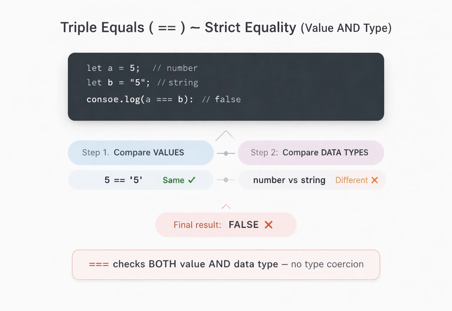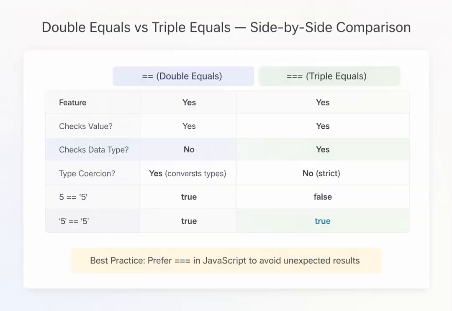This is why triple equals is generally recommended in modern JavaScript. It avoids unexpected behavior caused by type coercion. Double equals can give you surprising results if you're not careful about your data types. Let's put the two side by side to make this crystal clear.